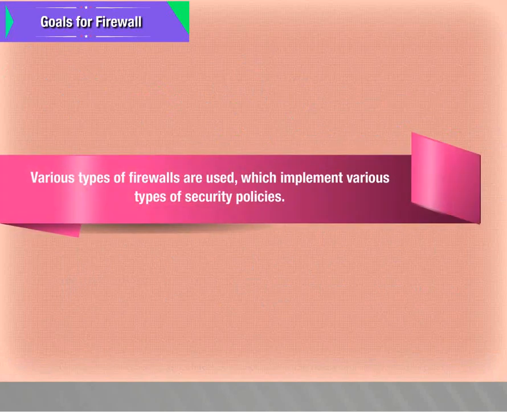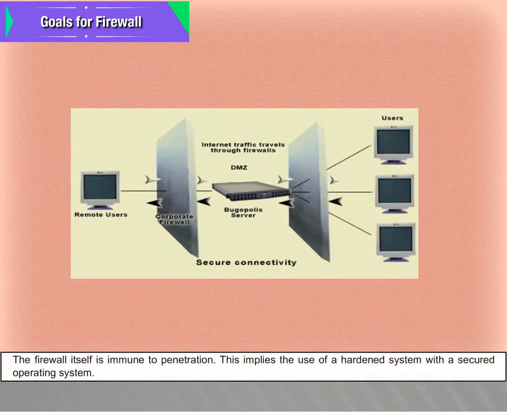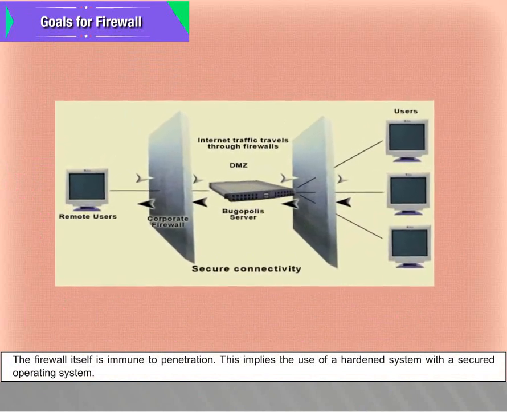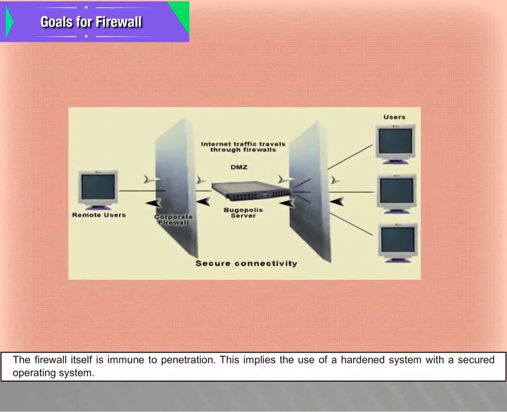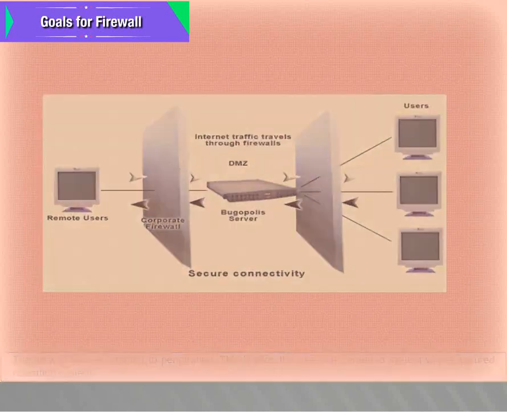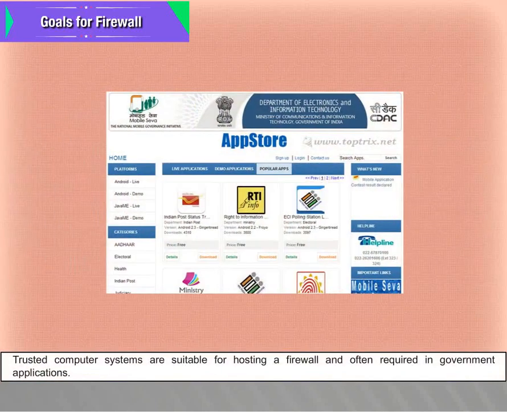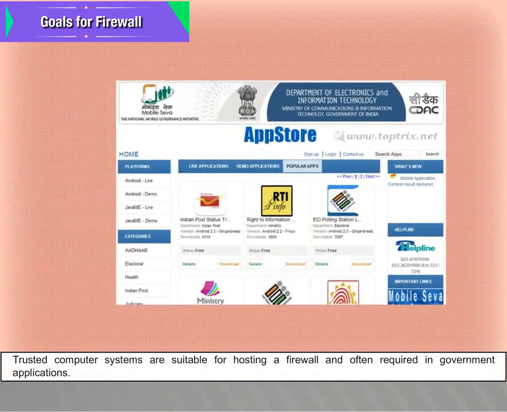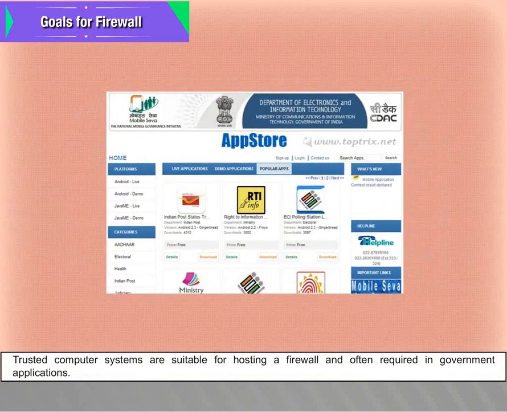Various types of firewalls are used, which implement various types of security policies. The firewall itself is immune to penetration. This implies the use of a hardened system with a secured operating system. Trusted computer systems are suitable for hosting a firewall and often required in government applications.